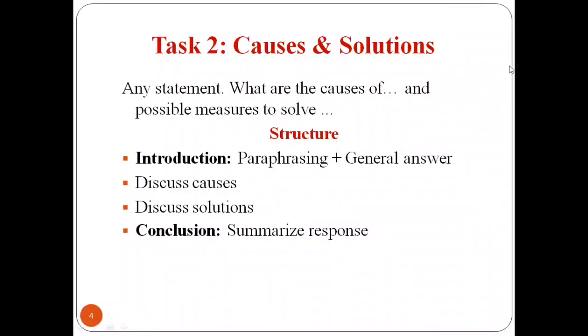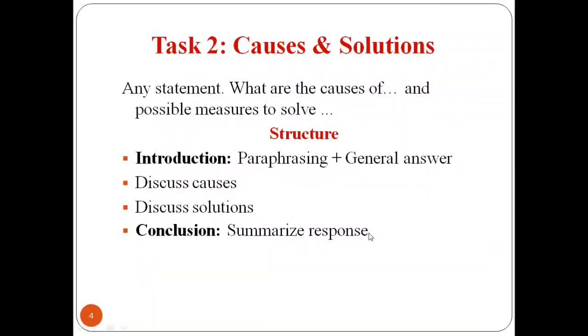So the next type of essay is causes and solutions. Most of the time it appears in the form of causes and solutions, but sometimes you can also get problems and solutions. So there would be some general statement and a question that says what are the causes of ABC and possible measures to solve that ABC problem. So you will structure your essay like this. Paraphrasing plus a general answer will be your introduction. Then you will discuss causes in the first body paragraph and the solution in the second body paragraph.